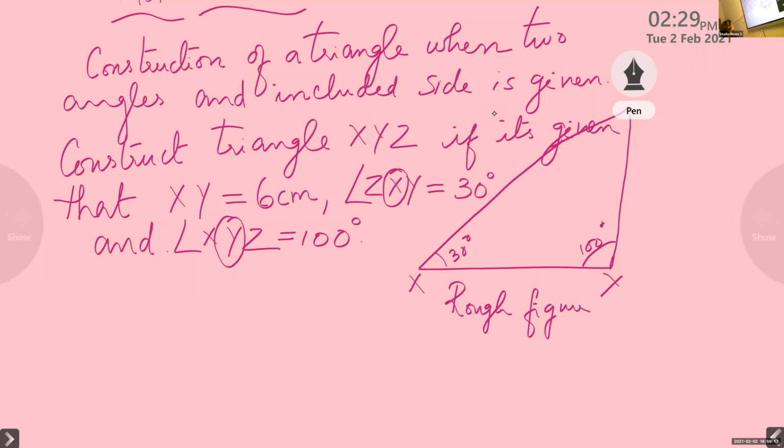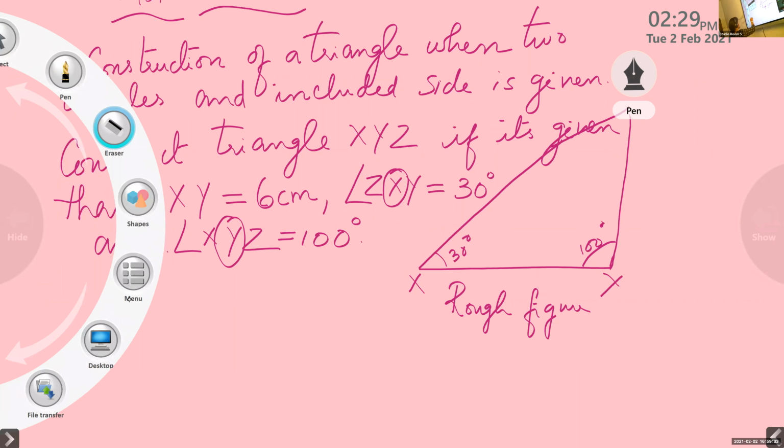Now let us construct. Did you write the question, all of you? Yes, ma'am. Ma'am, last class we did when two sides and included angle, right? Yes. This is two angles and included side. Okay. Here, let us see how to draw it.